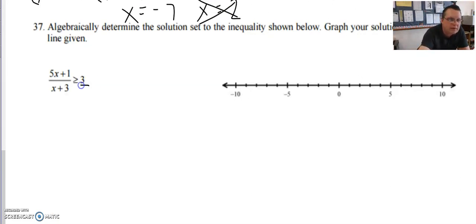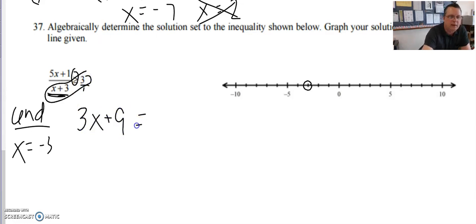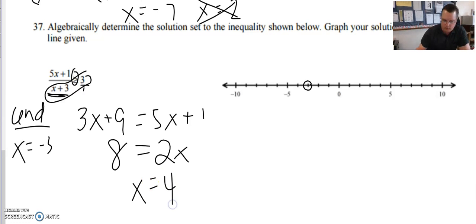Inequalities, very similar. You cross multiply if you have a single fraction on the left and a single fraction on the right. Make sure that you take into consideration where it is undefined. So this is a critical value, remember, at x equals negative 3. So right here at negative 3, it's an open circle because it's a critical value. And then when we cross multiply, I have a 3x plus 9 equals 5x plus 1. So bring the 3x over, bring the 1 over, x is 4.